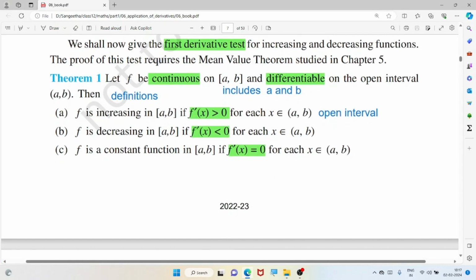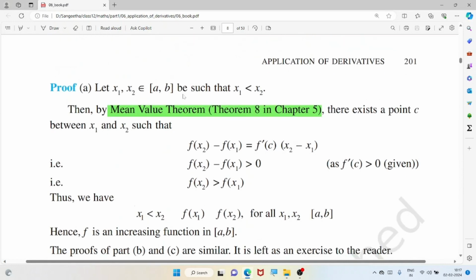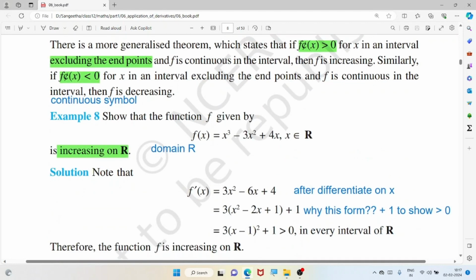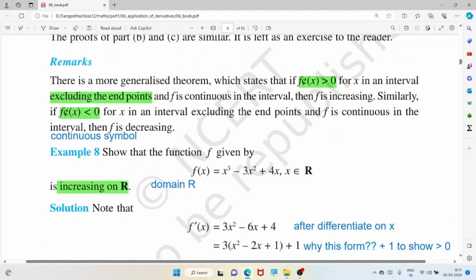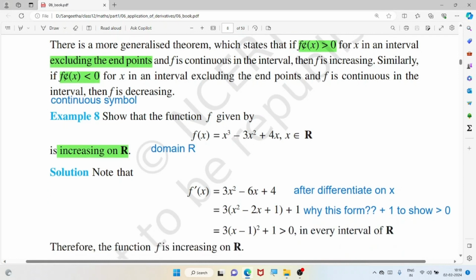f dash of x is the derivative of the function f of x. If f dash is greater than 0, this is increasing; if less than 0, decreasing; this is the definition. For the constant function, this is the definition. This is the open interval and this is the closed interval. This proof we can go through using the mean value theorem. Here, including C means this is continuous, and f is continuous in the interval where f is increasing, similarly for less than 0. The continuous symbol is added here.